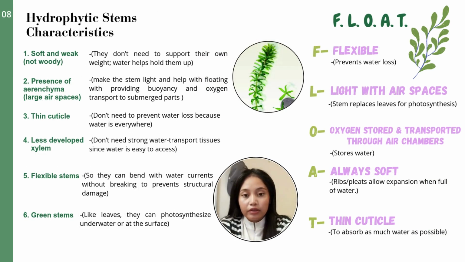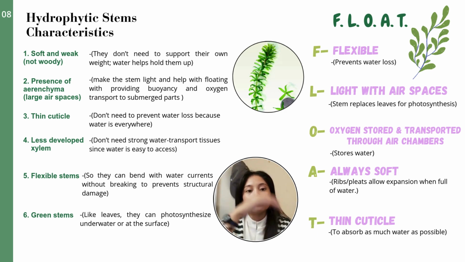So the next one that I would like to explain in this presentation is about hydrophytic stem characteristic. As we know, hydrophytes are plants that live in a very wet place like ponds, lakes, and swamp. Their stem adapt to help them survive in the water. So let's talk about the hydrophytic stem characteristic.